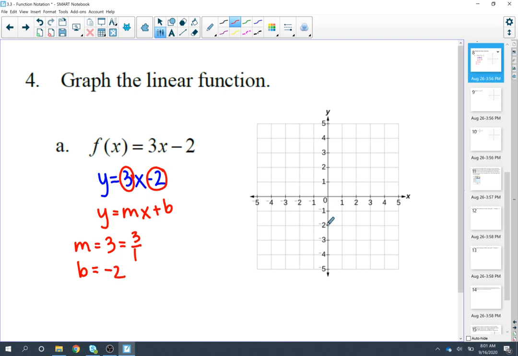So I'm going to go to my y-intercept, negative 2. My slope is 3, or 3 over 1, so I'm going to rise 3, 1, 2, 3, and then I'm going to run 1, and I'm going to put another dot. I'm going to do it again, 1, 2, 3, and then I'm going to run 1. And now that I have 3 dots, I'm going to try my best to connect those. And there's your line.